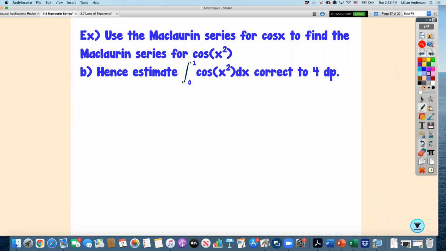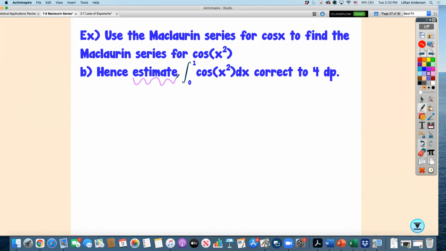So we're going to use the Maclaurin series for cosine x to find the Maclaurin series for cosine squared x. After we do that, we are going to estimate from 0 to 1 cosine x squared dx to 4 decimal places. Okay, this is an estimate. Of course, we can plug this into our calculator to get the exact value, but we're going to find an estimate and we're going to use Maclaurin series to do this.